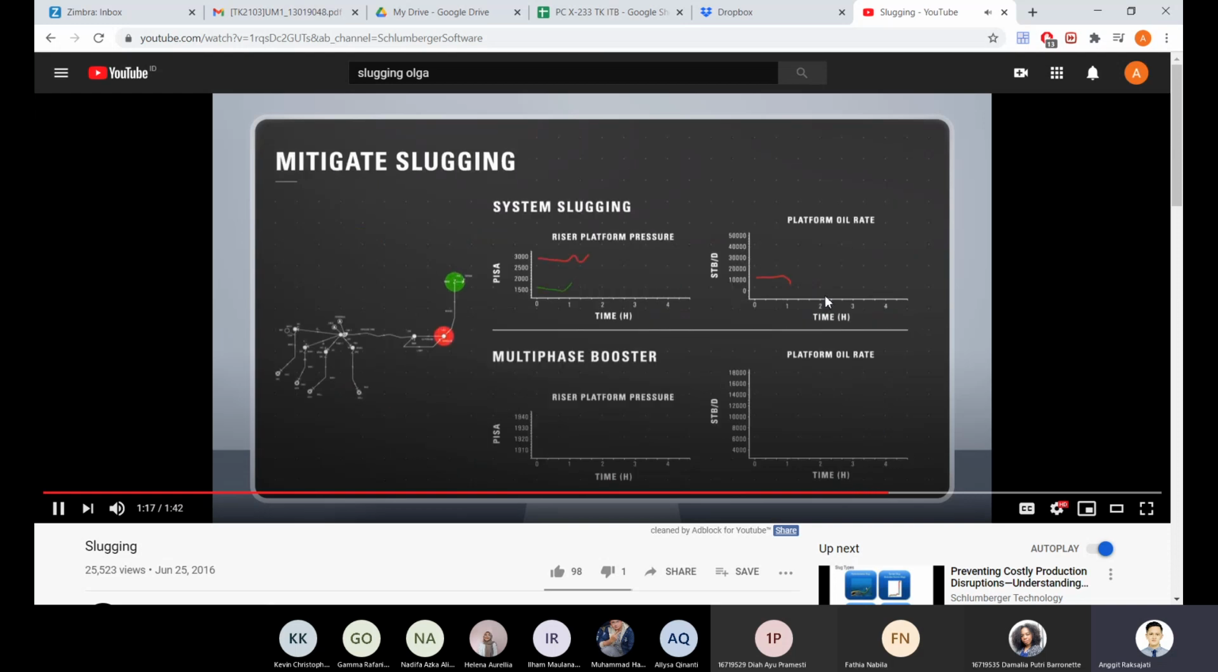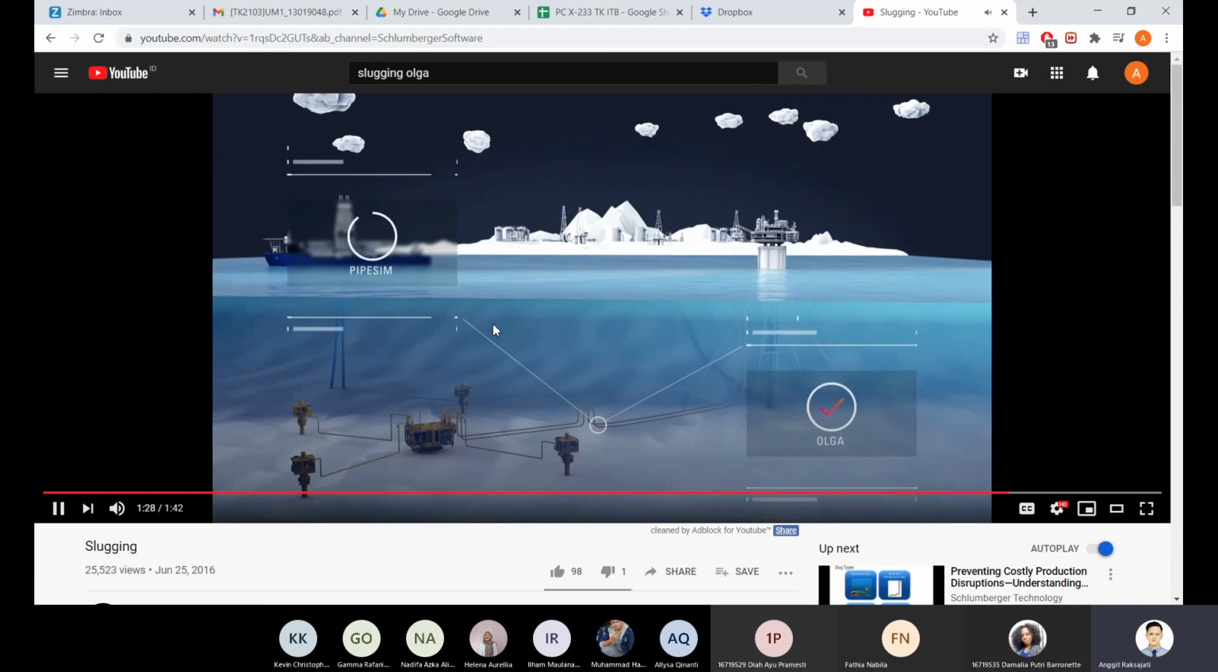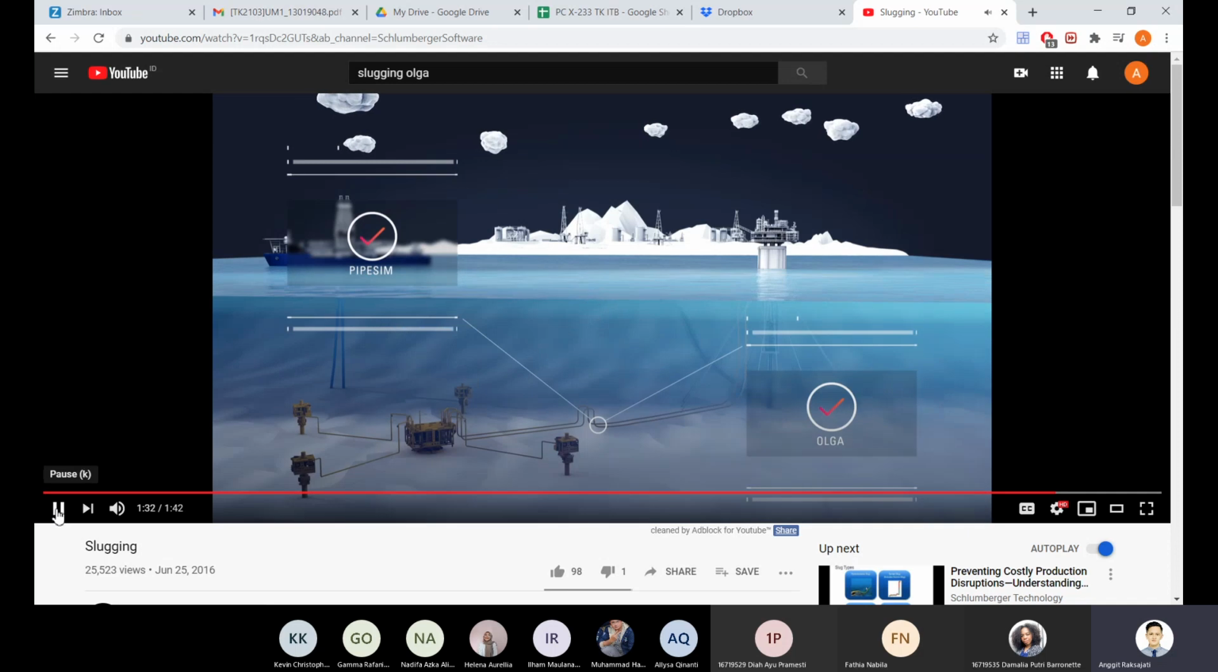Design and operational strategies, such as adding multi-phase boosting, can be examined to minimize the effects of slugging. Using the Olga and PipeSim simulators, you can test various design options and gain an understanding of how best to operate the system.